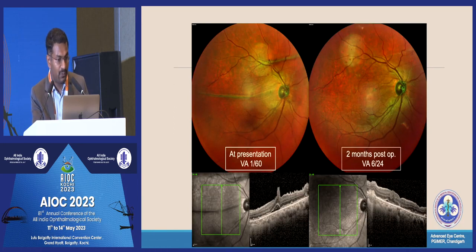So this is the post-operative day pic. At the time of presentation, the visual acuity was 1/60, and there was a full thickness retinal fold with subretinal fluid. At 2 months post-operative, the retinal folds are completely unfolded, and the OCT shows a very residual fold. It was much better than the pre-operative.